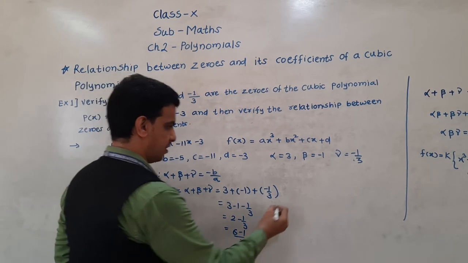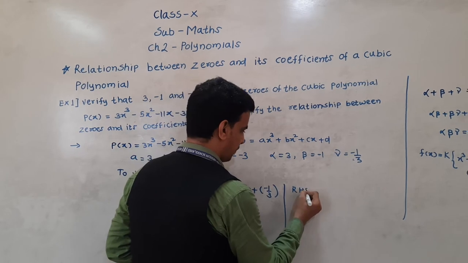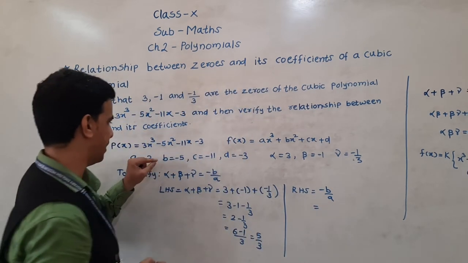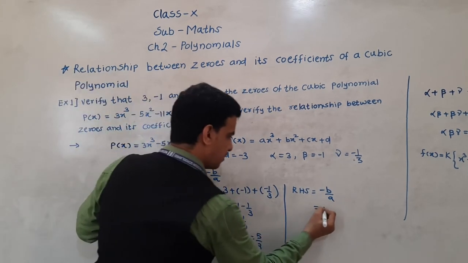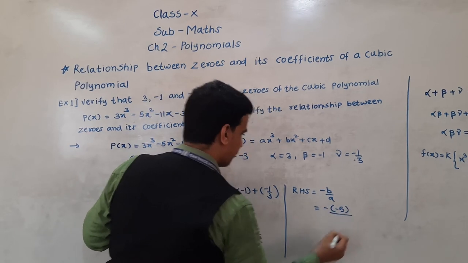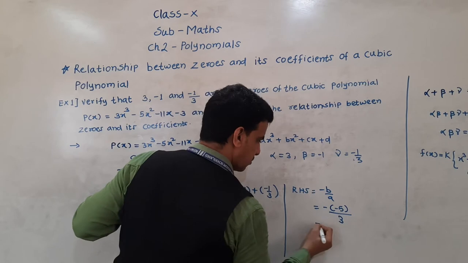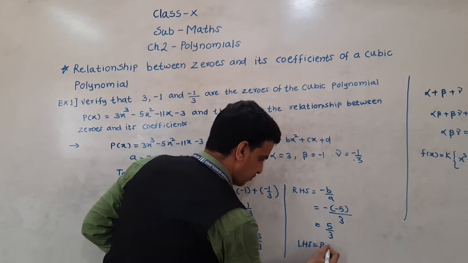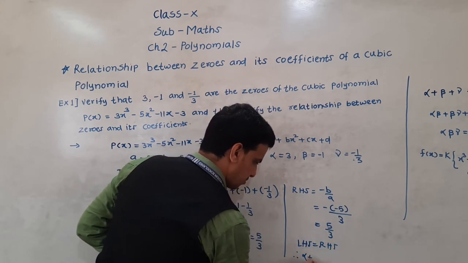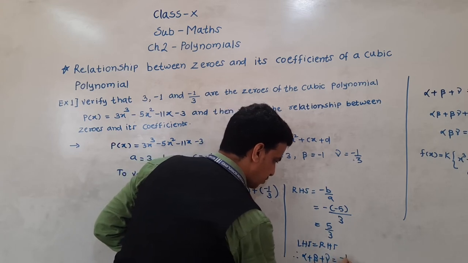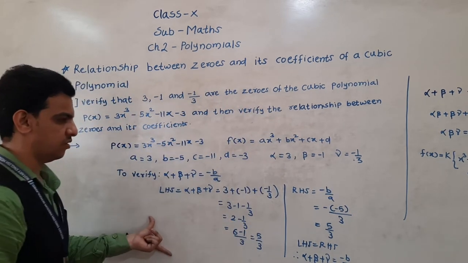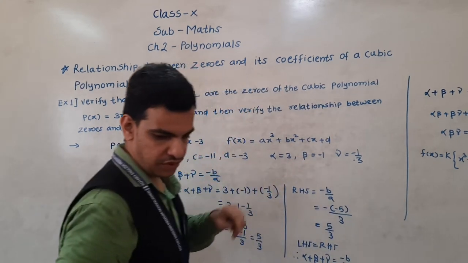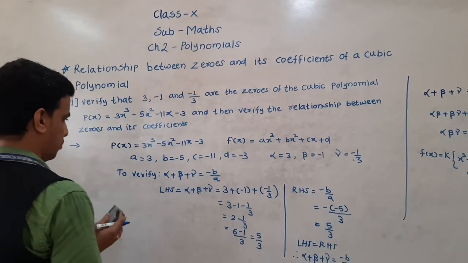So this is LHS. Now we have to find RHS. RHS is minus b by a. Here the value of b is minus 5, so minus of minus 5 divided by the value of a, which is 3. So it is 5 by 3. So LHS and RHS are equal. Therefore alpha plus beta plus gamma is equal to minus b by a. Okay, similarly we can verify the second and third relation. Now we will verify the second relation. Okay, so I am rubbing this one.